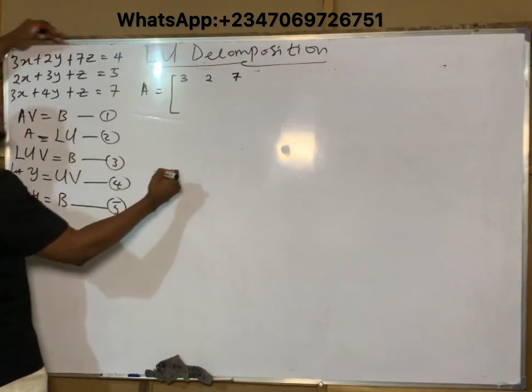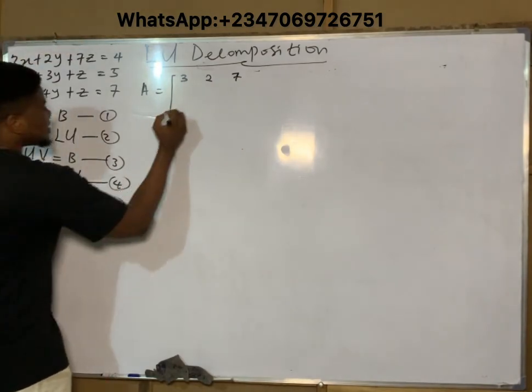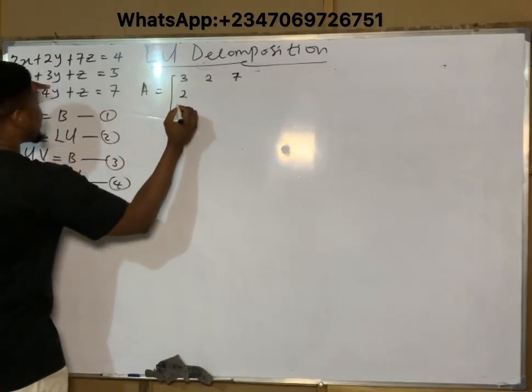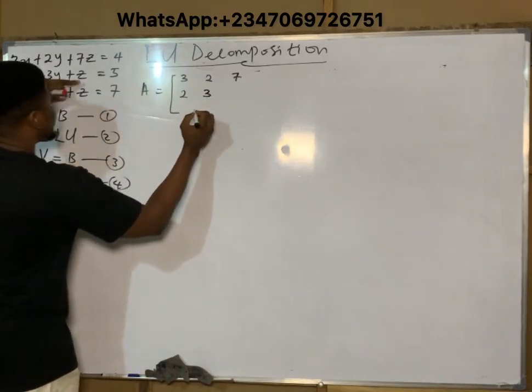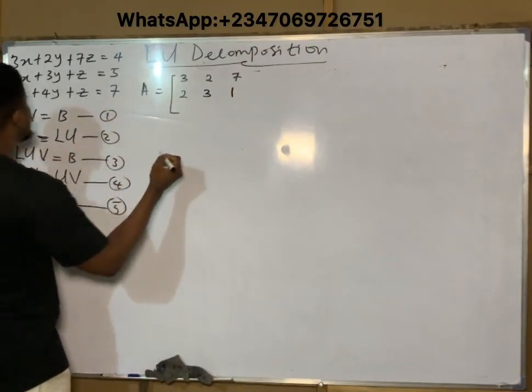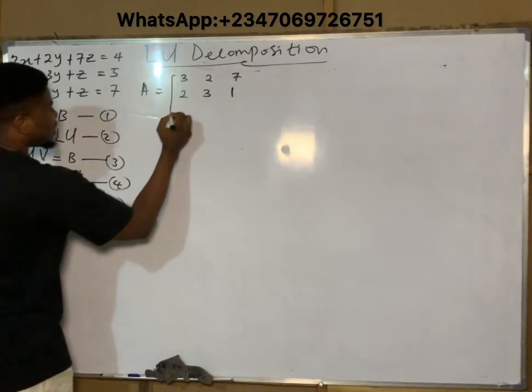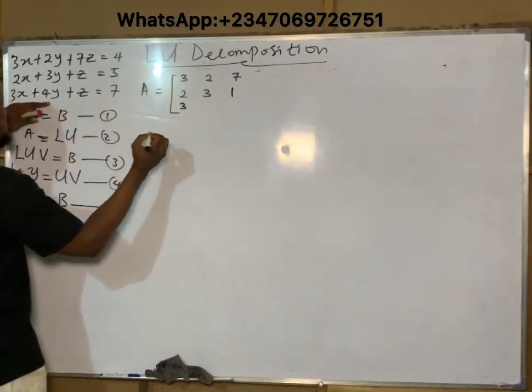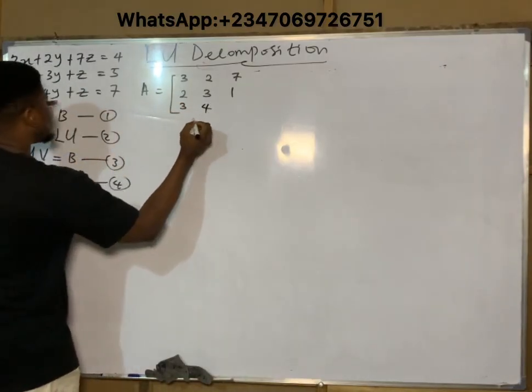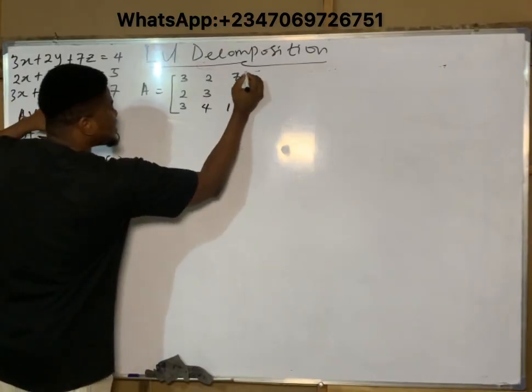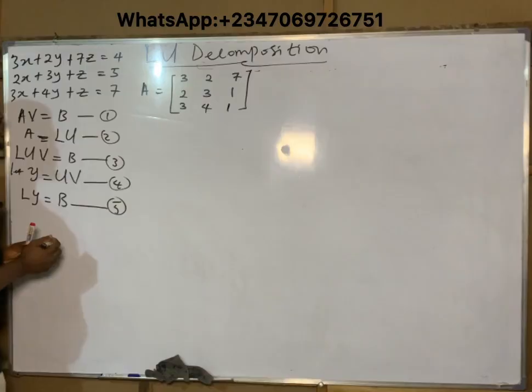So we'll do the same thing for the remaining 2 equations. For x here we have 2. For y here we have 3. For z here simply 1. Finally, for equation 3, for x we have 3. For y we have 4. And for z we have 1. So this is our coefficient matrix.